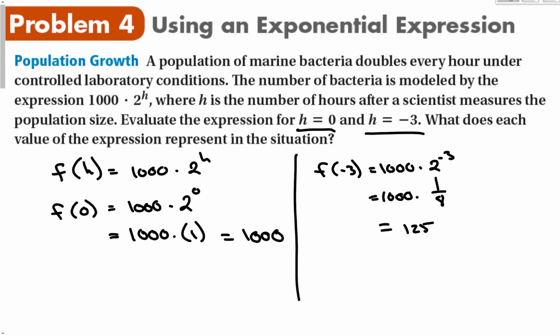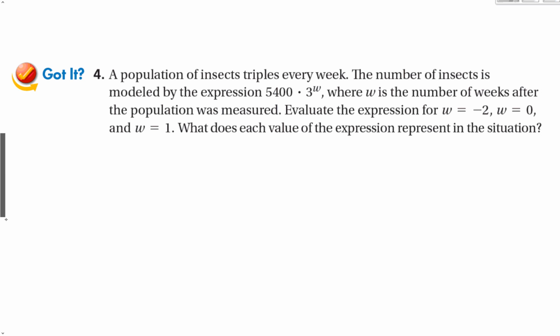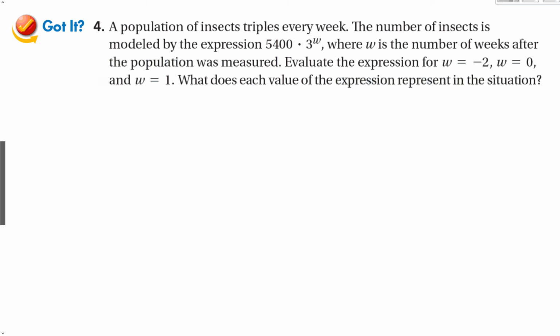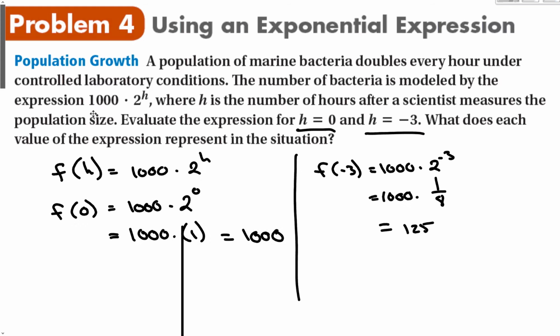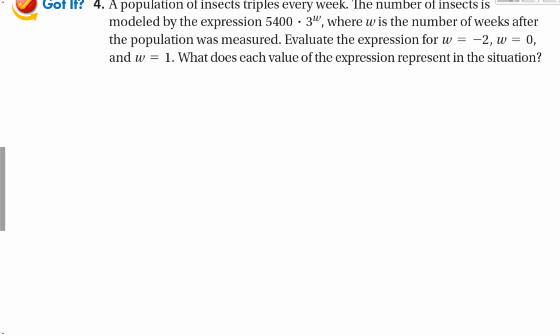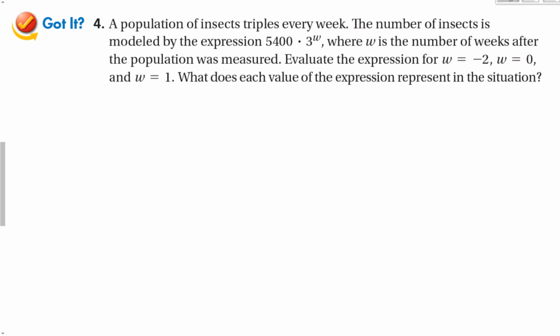Okay, let's try the got it problem. A population of insects triples every week. The number of insects is modeled by the expression 5,400 times 3 to the W power, where W is the number of weeks after the population was measured. Evaluate it for -2, 0, and 1. So, whoops, sorry about that. We're going to do W equals -2, W equals 0, and W equals 1.